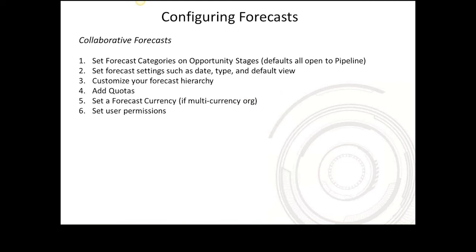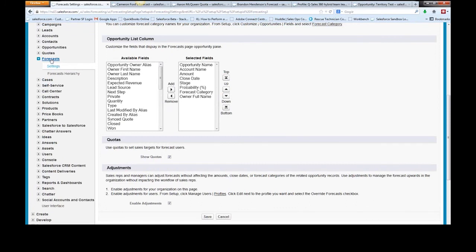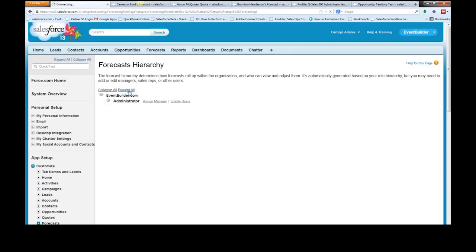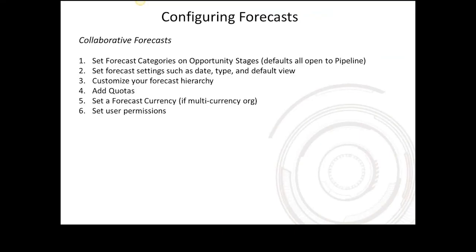You also would want to customize your forecast hierarchy. So with this, you'll notice I have forecast and I have forecast hierarchy. We also had the same thing on the collaborative one. Again, these are based just from the role. So if I've already set up my role, then I already have my forecast hierarchy defined. This would only be different if I have territories, which if we have the time, I'll show you that for a minute.